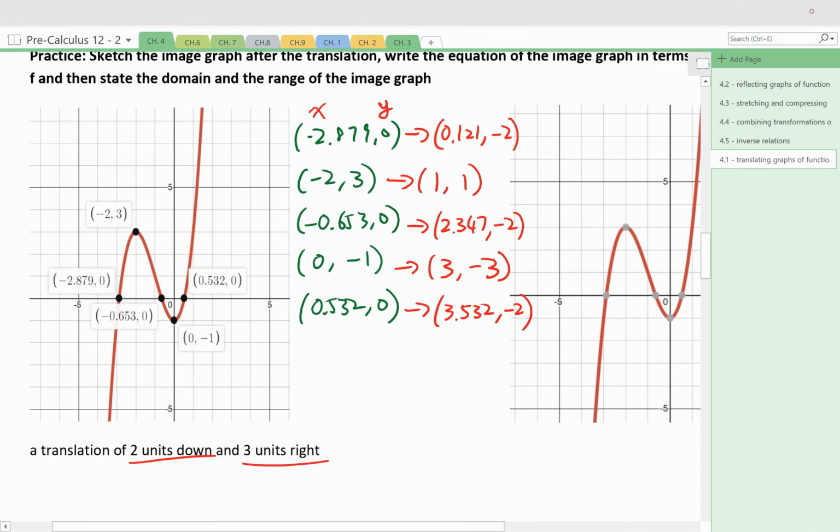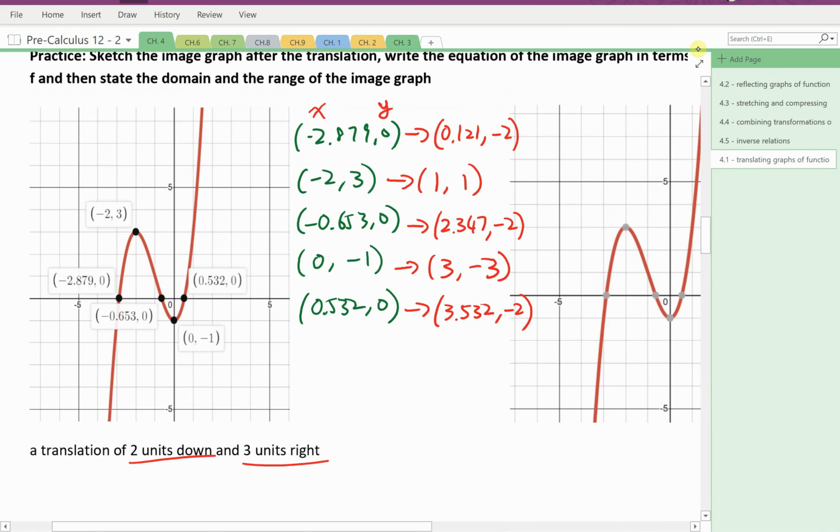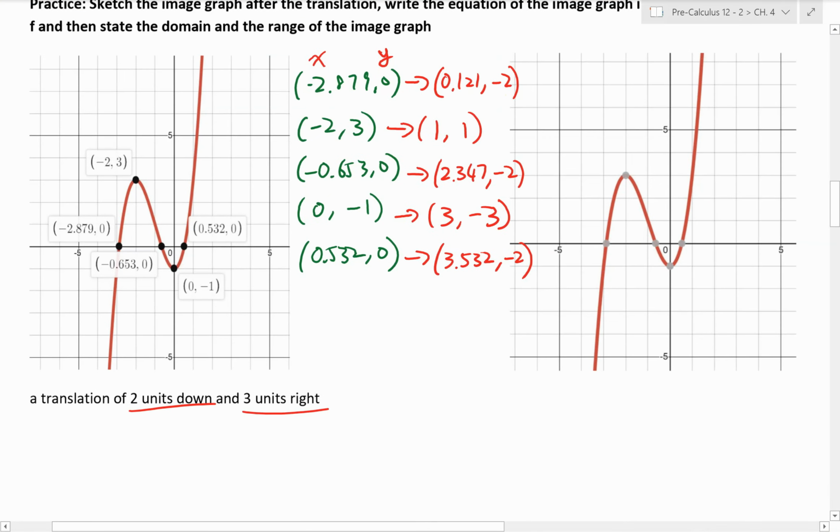Oh, I shouldn't use red, the graph is already in red. I'm going to use blue. So I'm going to plot these 5 points on the grid. 0.121 is somewhere here, and negative 2, so here. 1 is here. 2.347 and negative 2, somewhere here. 3, negative 3 is here, that's my minimum. 3.532 is here, and negative 2, so here. So the graph looks something like this.